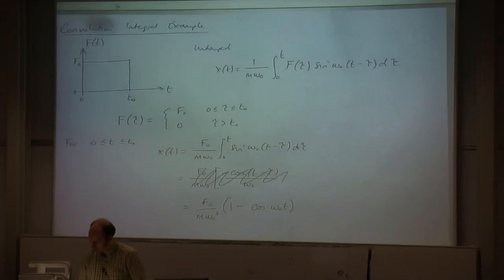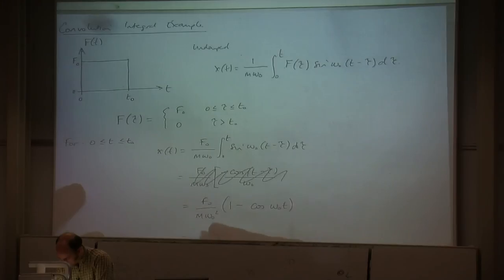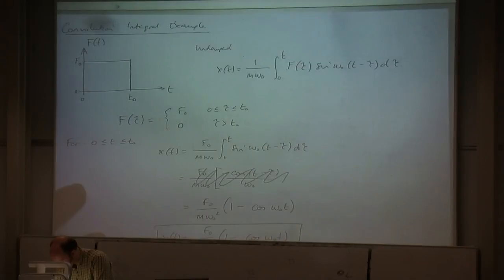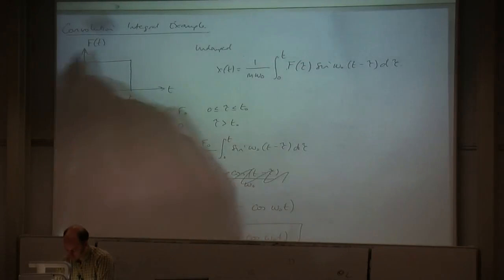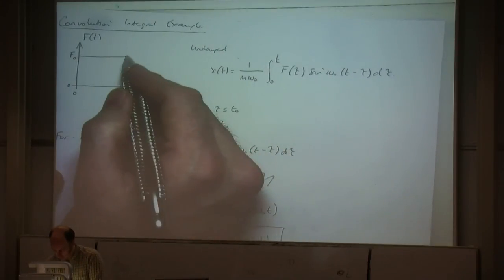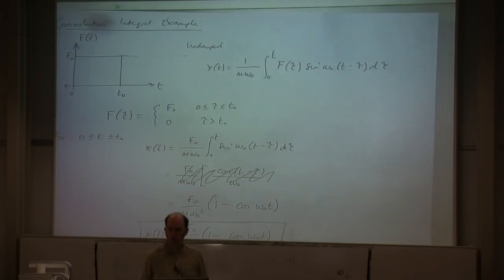You get that, and obviously knowing that omega naught is root k upon m, you can then replace this with f naught divided by k, times 1 minus cosine omega naught t. Now you've seen that before. It's the rectangular forcing function, so imagine that it doesn't end, it just continues on, and you get that function. You can look that up in chapter 2, we derived it in chapter 2. There it is.